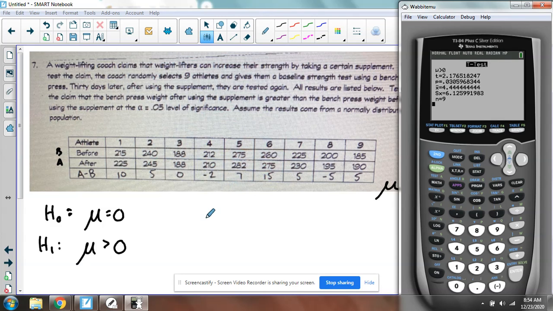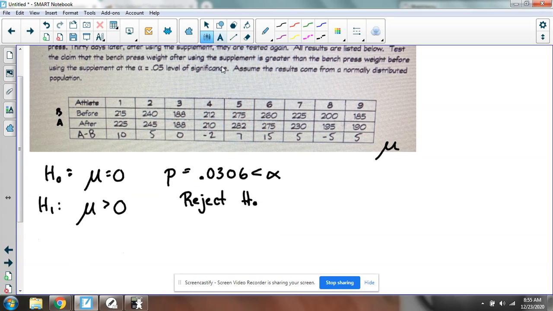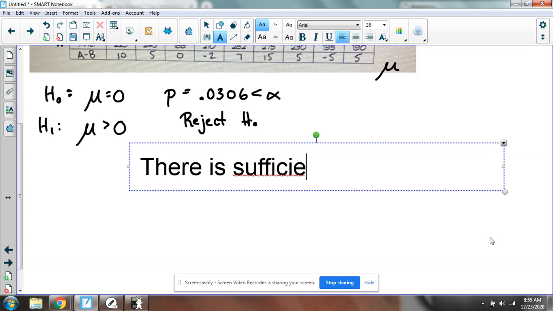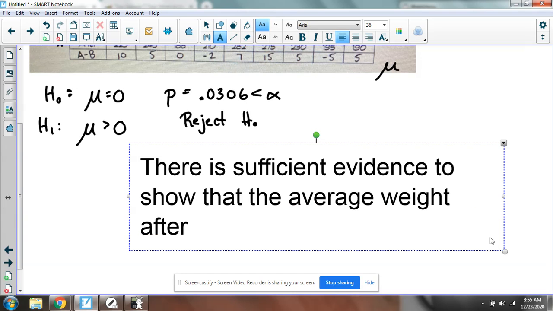So we get a p-value of 0.0306. Compared to 0.05, this is less than alpha. So we reject H0. Oh, excuse me. So there is sufficient evidence to show the average weight after the supplement was higher. You can word this better.